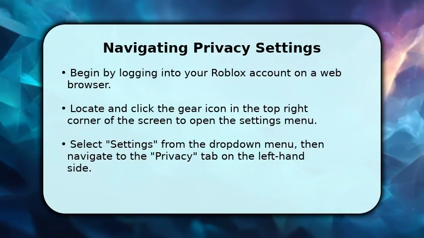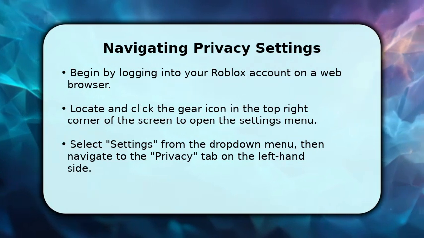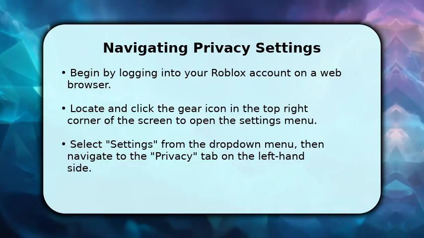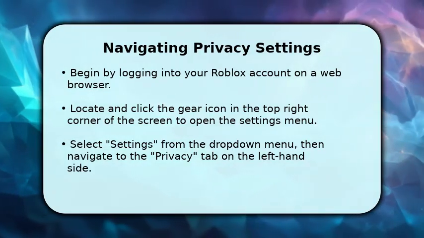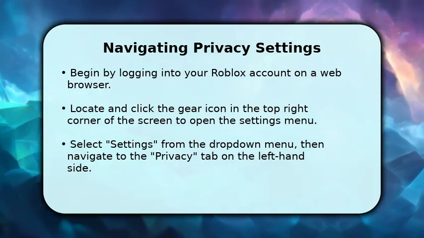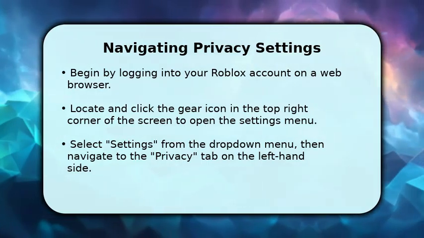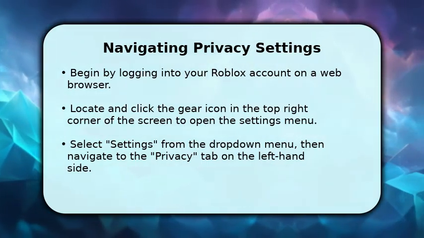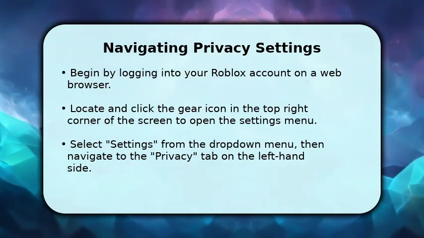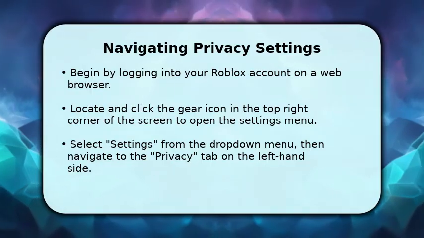First, you'll need to log into your Roblox account using a web browser, not the app, for full access to settings. Once logged in, look for the small gear icon located in the top right corner of your screen. Click on this icon to open a drop-down menu. From there, select Settings. On the left side of the Settings page, you'll see several tabs. Click on the Privacy tab to proceed to the next step.